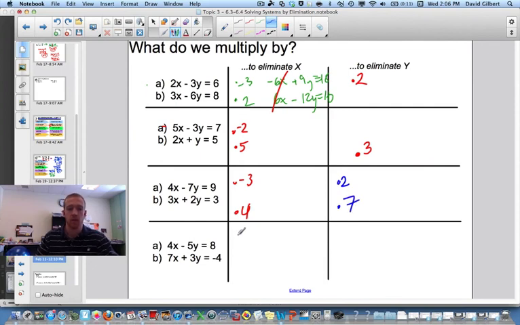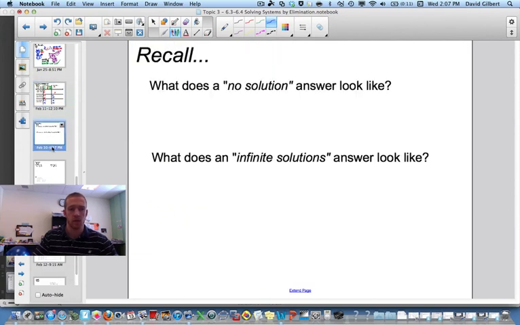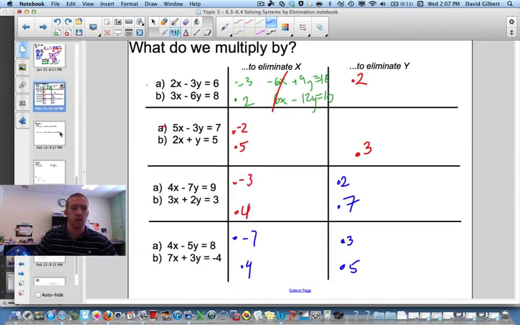So the last one, you should be onto the pattern by now. Multiply the top by negative 7, bottom by 4. Here I'd multiply the top by 3 and the bottom by 5. One's already positive and one's already negative, so I wouldn't have to worry about the negative sign there.